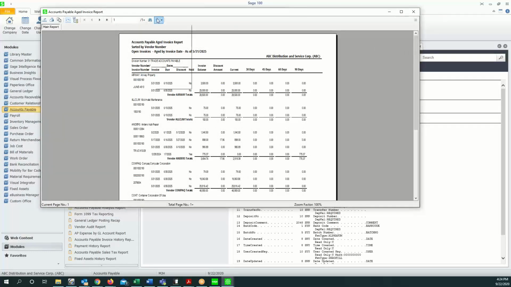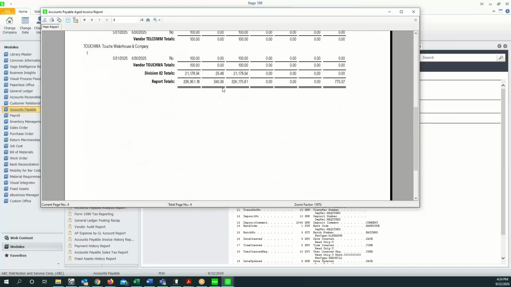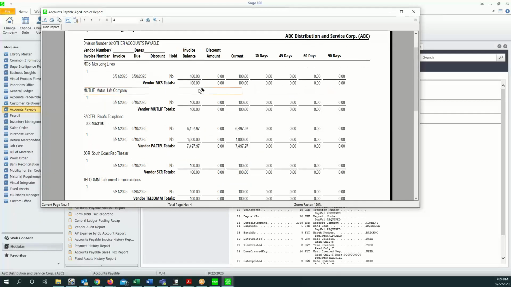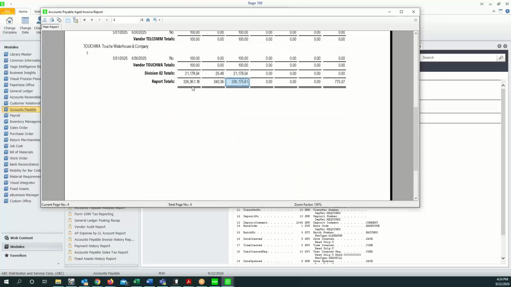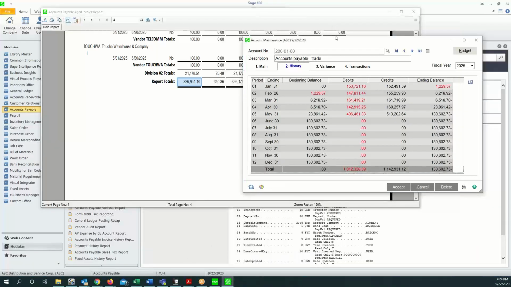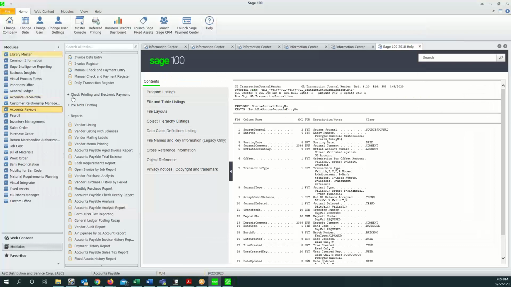So if I pull up my payables report and I look at its ending balance, okay, I've got the invoice balance here, the 326,951, and I go back to my trade. Well, that's obviously not complete, so that must mean I have that other account that I have to look for.